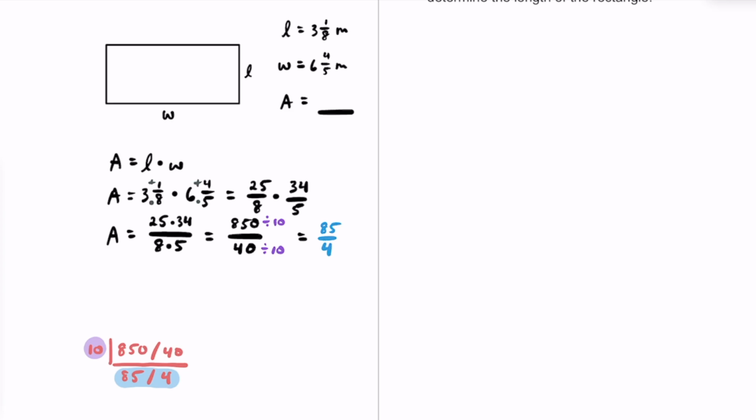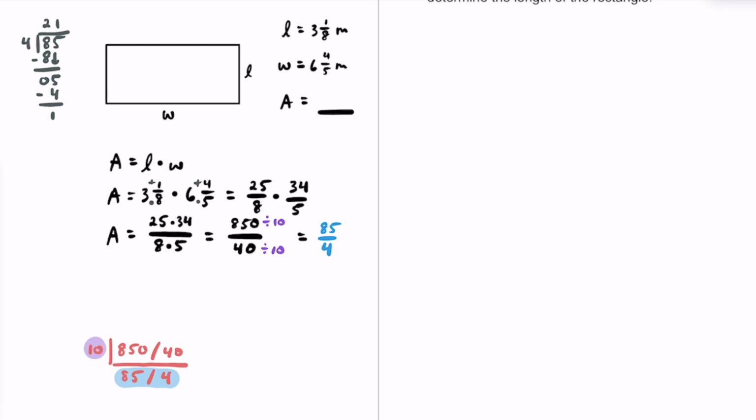So what's that as a mixed number? Well, we can take this 85 and 4 and just do some long division on the side. So 85 divided by 4. Let's see, 4 goes into 8 2 times. 2 times 4 is 8. The remainder here is going to be 0. Bring down that 5. 4 into 5 is 1 time. 1 times 4 is 4. So 5 minus 4 is going to be 1.